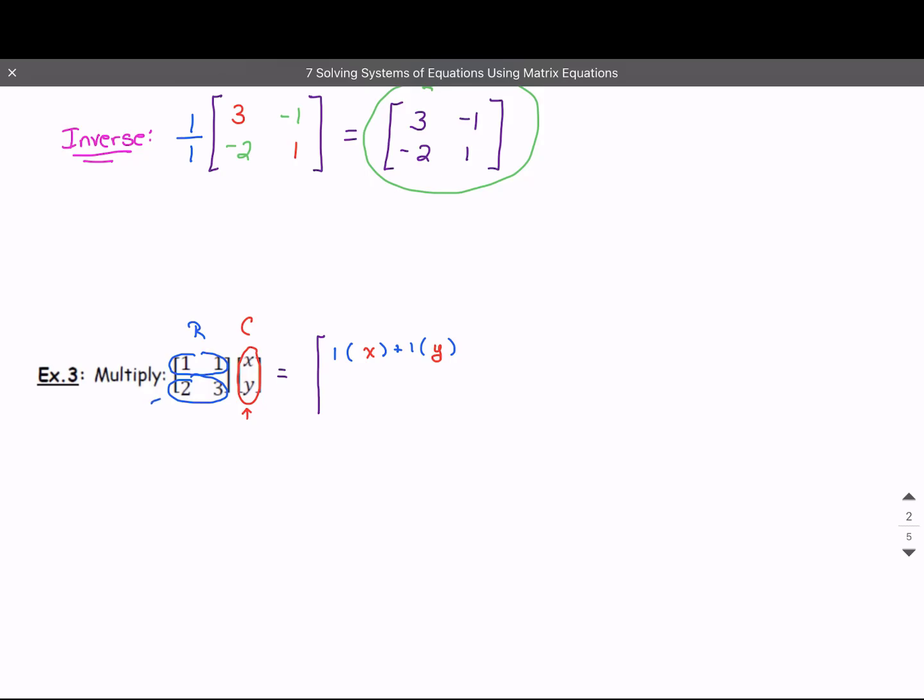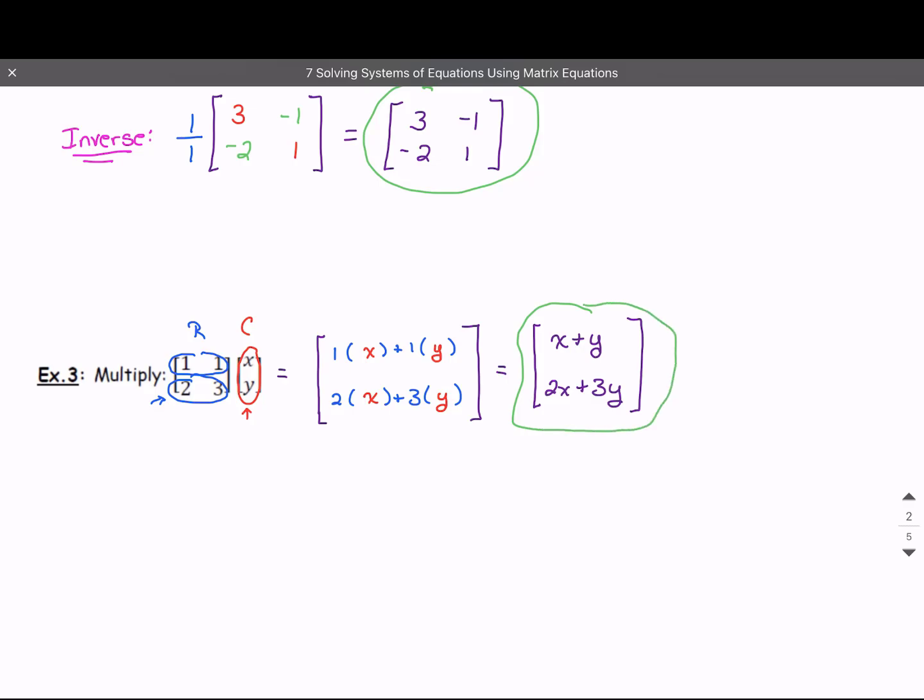When we move down, we're in row 2, so now we have 2 times something plus 3 times something. And that something would be the column x, y. Now if I try to move down, I'm out of rows, so I can close this off at the bottom. And if I move back to the top, I notice I don't have any more columns, so my matrix is done. Now if I simplify that, 1 times x is x, plus 1 times y is y, and in the bottom, we're going to have 2x plus 3y. Now this matrix might look slightly familiar. Not exactly the same, but slightly familiar.